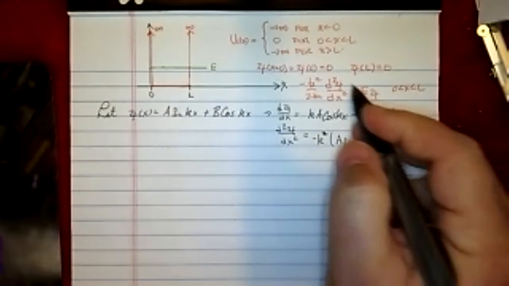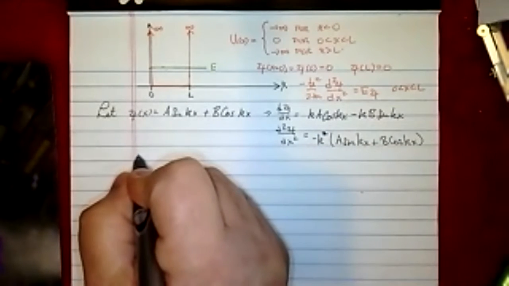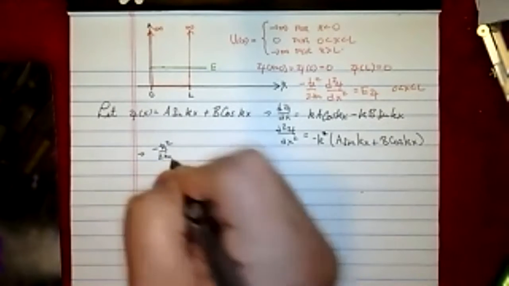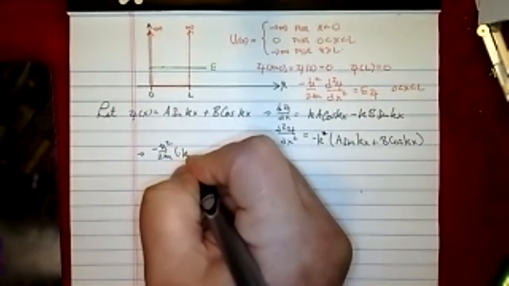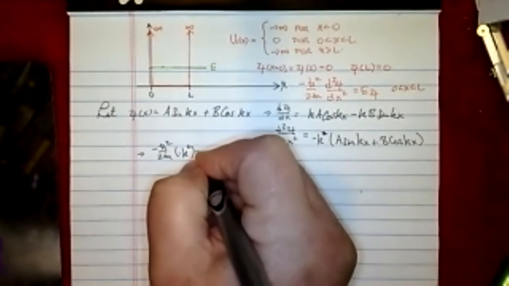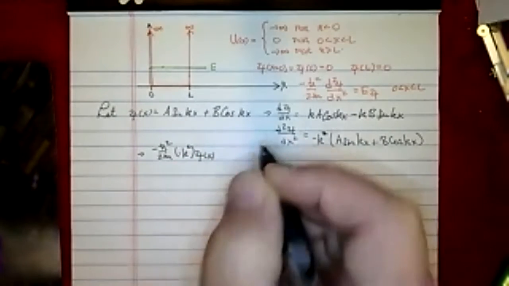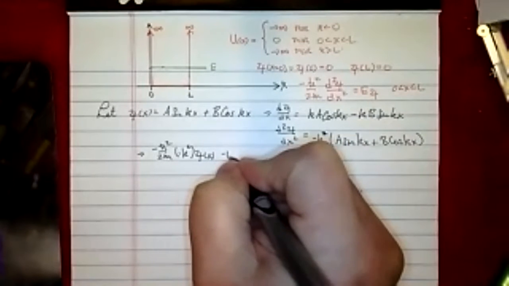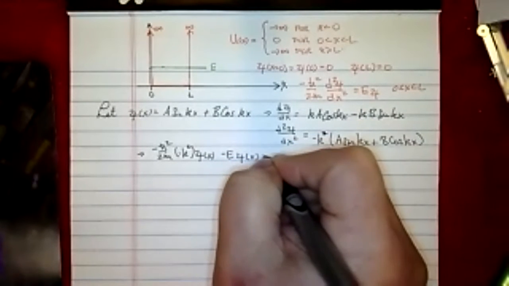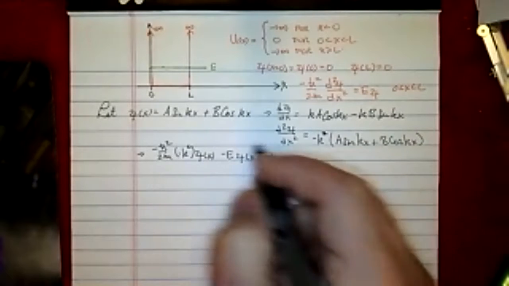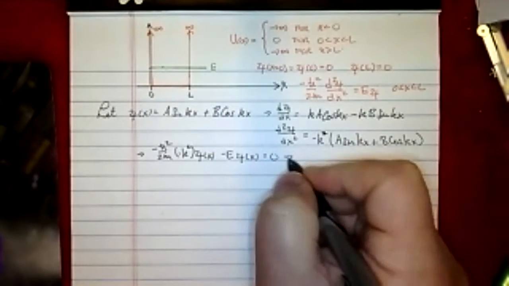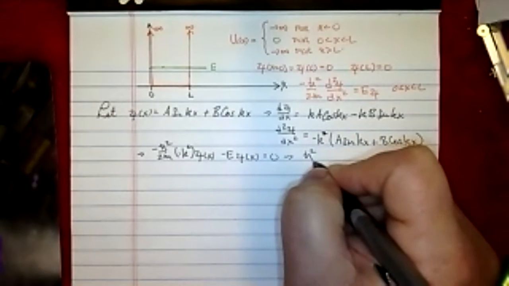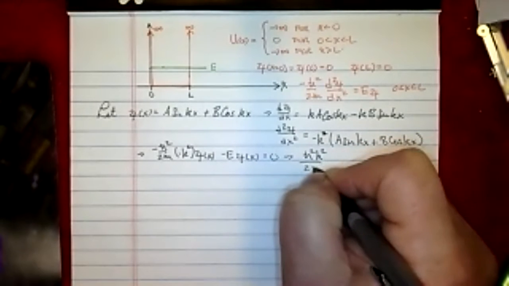So now I can plug it back into Schrodinger's equation, and from that I get negative h bar squared over 2m times negative k squared psi of x. I'm going to pull this E to this side, and I'm going to say minus E psi of x is equal to 0. Well, this has to be true for all x. So when I do this, I'll get h bar squared k squared over 2m.